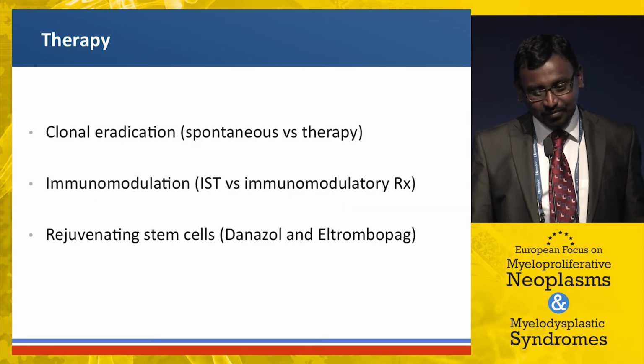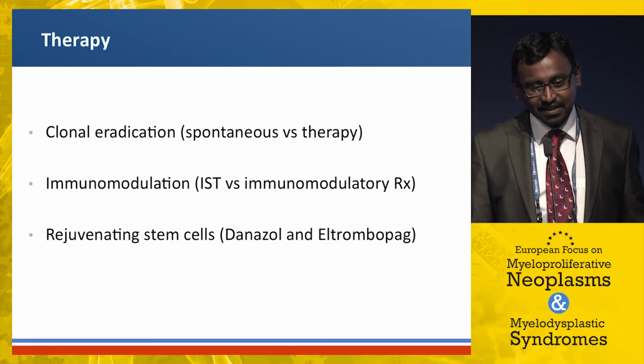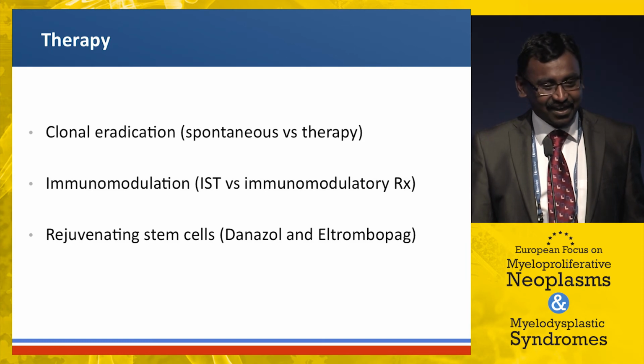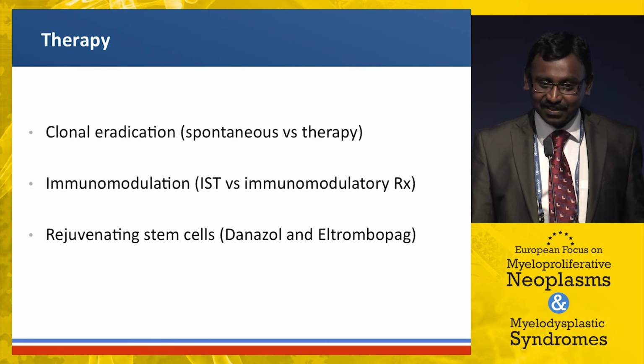So when it comes to treatment, in the last 3 to 4 minutes, there are various ways to treat these diseases. If you look at it in a pragmatic way, can you eradicate these clones? Can they go down spontaneously? Can you modulate the immune system, either by immunosuppression or other treatments? Or can you rejuvenate the stem cells? Can you use danazol in the context of telomeropathy, or eltrombopag, which we like to call a stem cell cookie, to see whether you can rejuvenate the stem cells in this context.